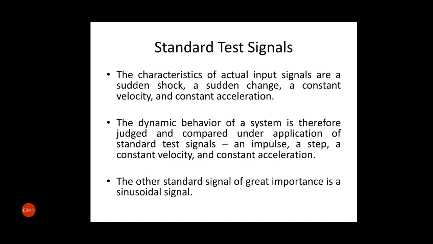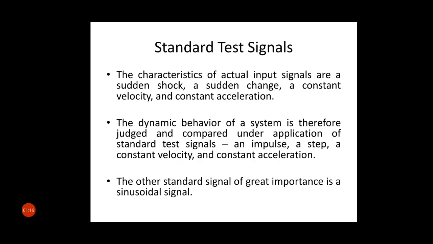Okay, so we know the test signals are impulse signal, step signal, ramp signal, parabolic signal. So these are the basic test signals you have. In the topic of signals and systems also, we have discussed the impulse and step signal. Here we are adding two more signals, that is ramp signal and parabolic signal, as test signals.